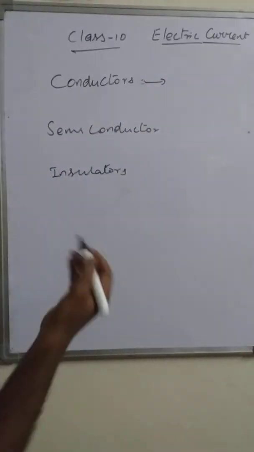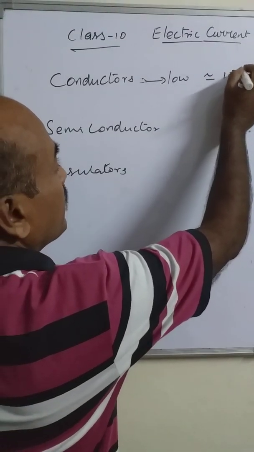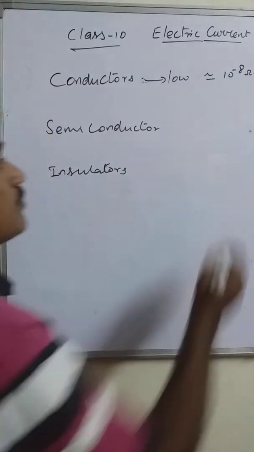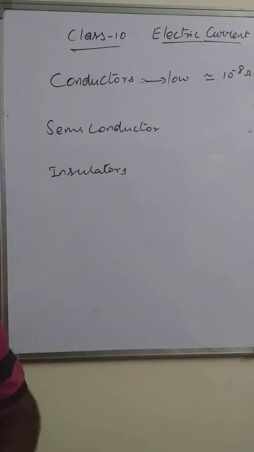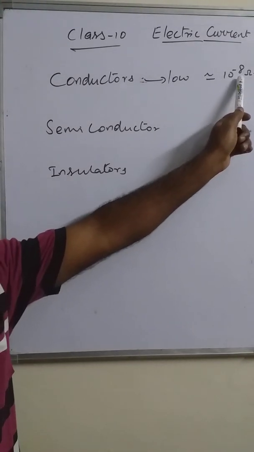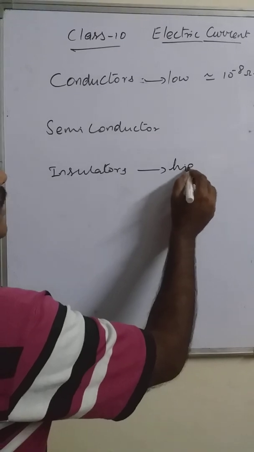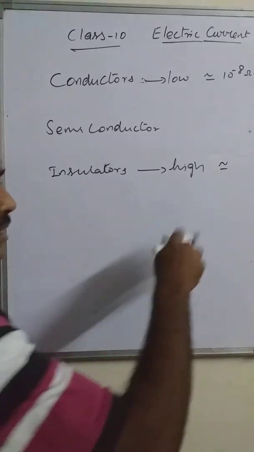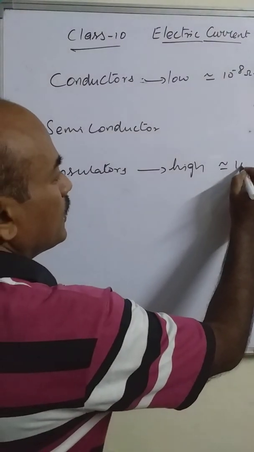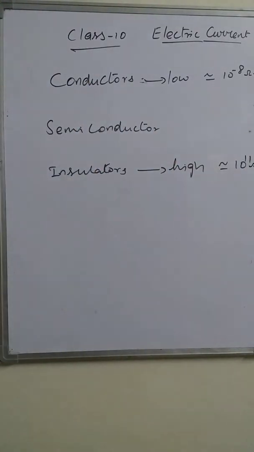For conductors, the resistivity is low. It is in the range of approximately 10 power minus 8 ohm meter. For conductors, we can give the example of metals. For all the metals, it is in the range of 10 power minus 8 ohm meter. Then for insulators, the resistivity is obviously high. It may be 10 power 11 ohm meter, right?